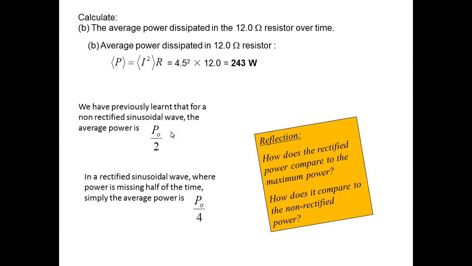Now, it should not come as a surprise. However, in an exam, you may be asked to find the mean power or the average power without the calculation of a root mean square current. And what I'm giving you is the hint to solve it in a faster time, in a more efficient manner.